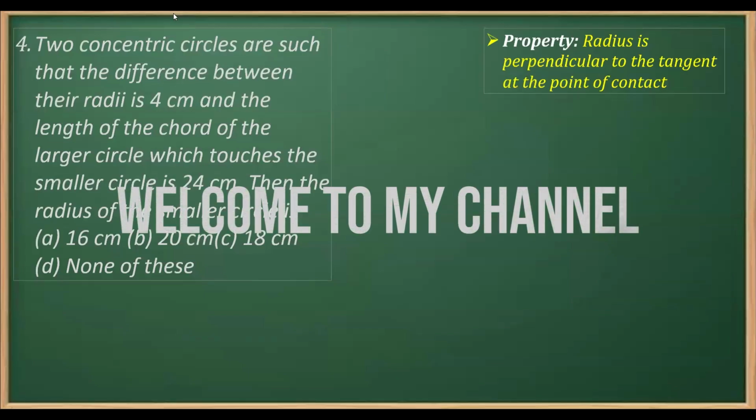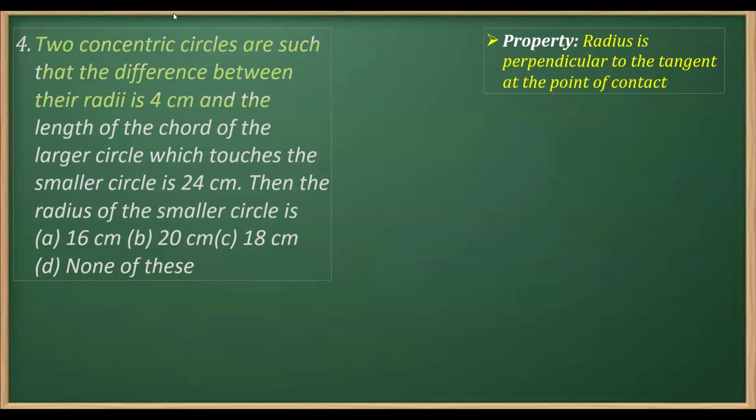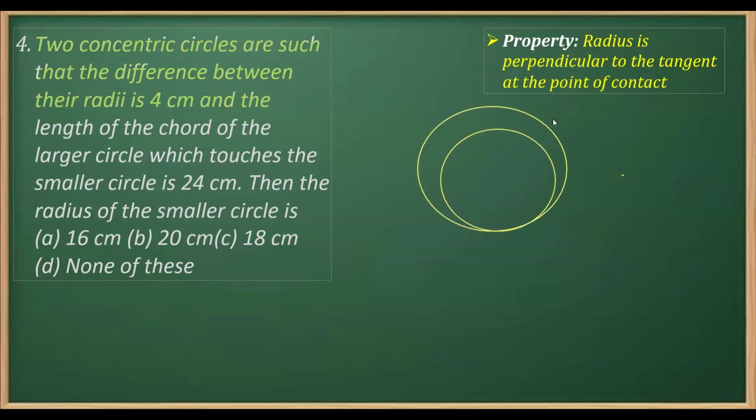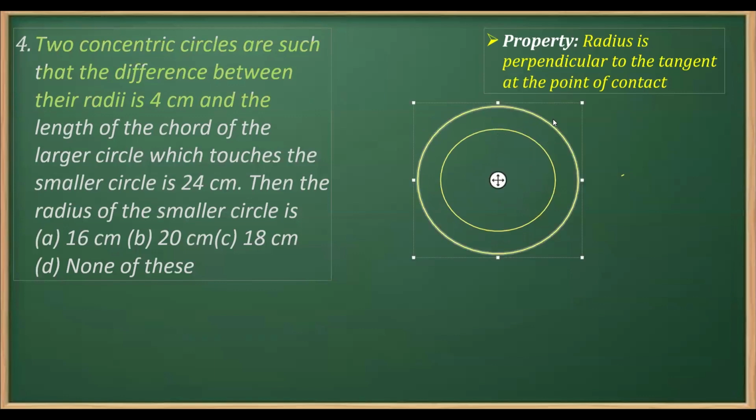Now we are on the fourth question, the last of the video. It says two concentric circles are such that the difference between their radii is 4 centimeter and some information is given. But let's first make this much. I can make one circle and then another circle, keeping in mind they should have the same center. So I made two concentric circles and the difference of their radii is given. Okay, let's read it further.